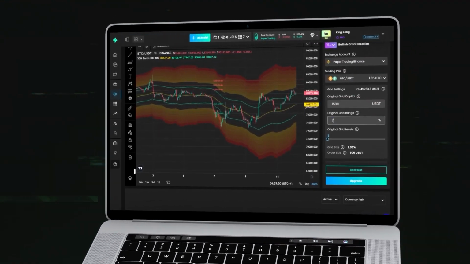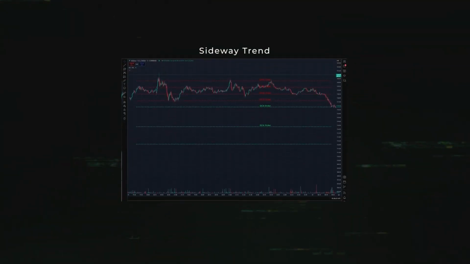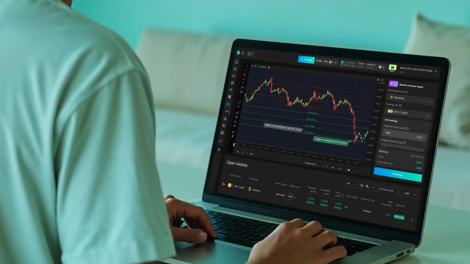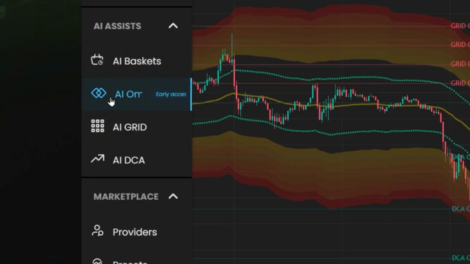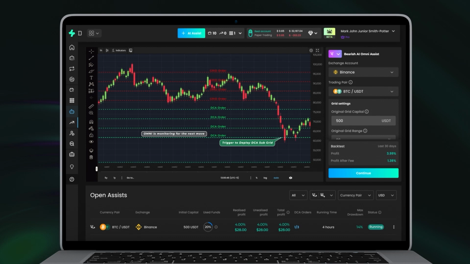Low maintenance, fewer manual tweaks. Flexible: works for sideways, bullish, or bearish trends. Stress-reducing, automated adaptation means more time for you. Trade smarter, activate Omni Assist and experience the power of subgrids plus DCA in one professional solution.